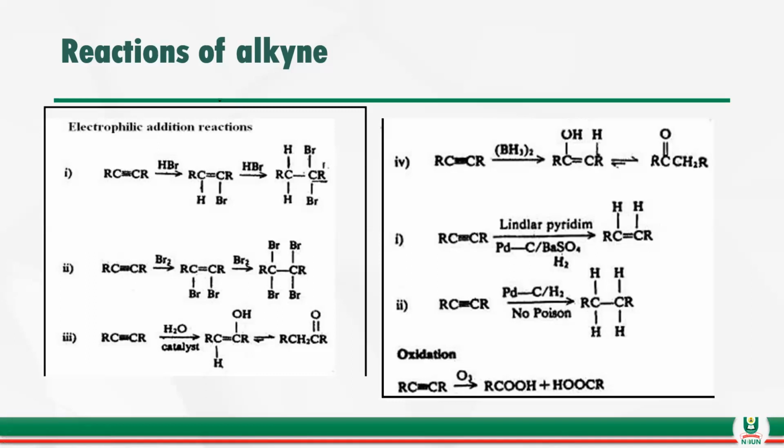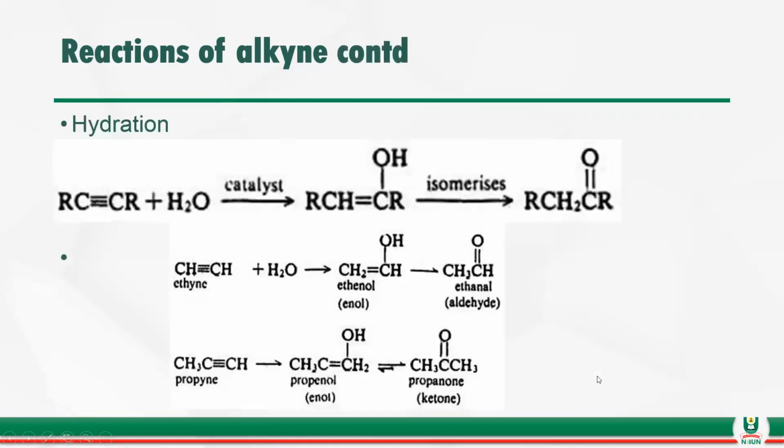The next one is oxidation reaction. You remember we discussed the reaction of alkene with ozone and then potassium permanganate and osmium tetroxide. So the same thing goes on here. However, in the presence of ozone or potassium permanganate, alkynes are usually converted to carboxylic acids. So we want to look at quickly some of the reactions in detail.